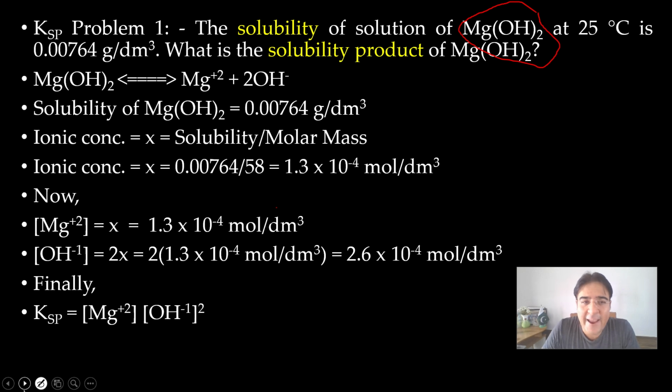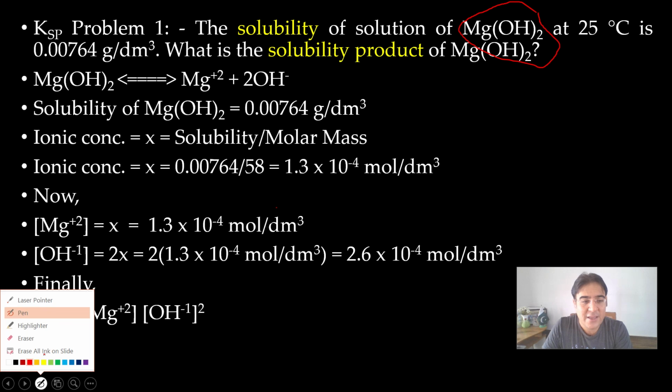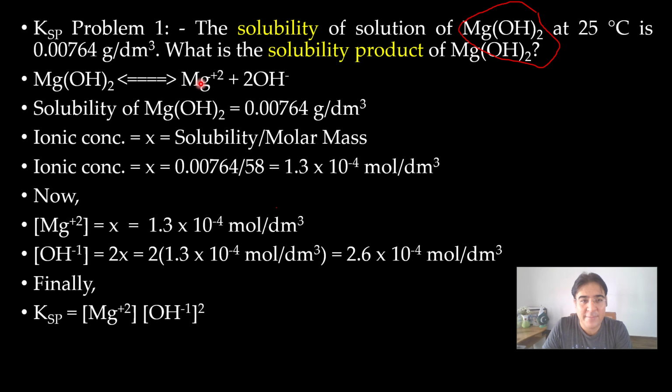How do we write the Ksp expression? We put the ions from here: Mg2+ is Mg2+, OH minus, OH minus. The difference is that since there are 2 OH, the power is 2. Now we will put the values.